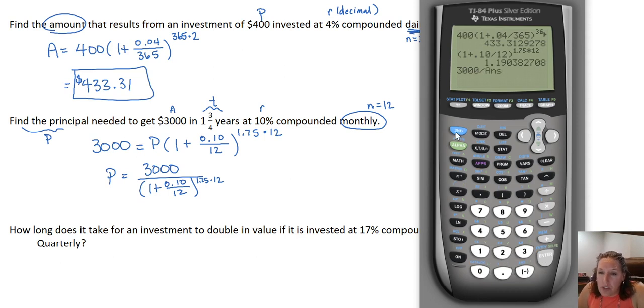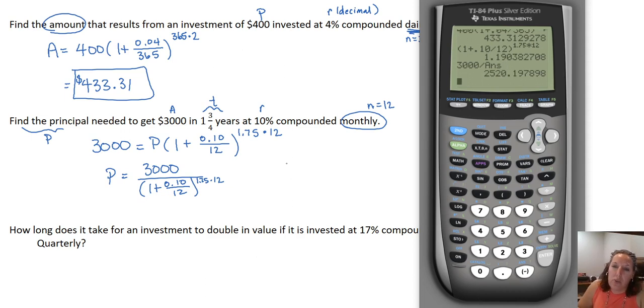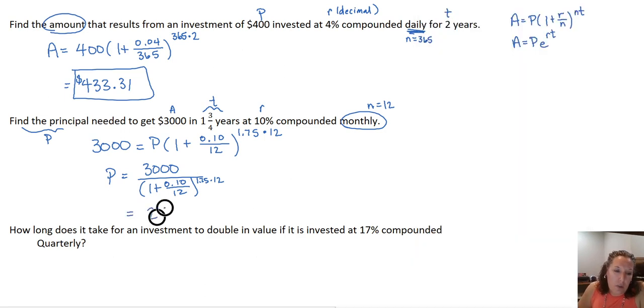So to get the answer, you're going to do second and then the minus sign on the bottom. And we expect this number to be smaller than 3,000 because it's going to grow to 3,000. But it's not going to be considerably smaller because we're only doing this for a little under 2 years. So we do get 2,520 and 20 cents. So 2,520 and 20 cents.